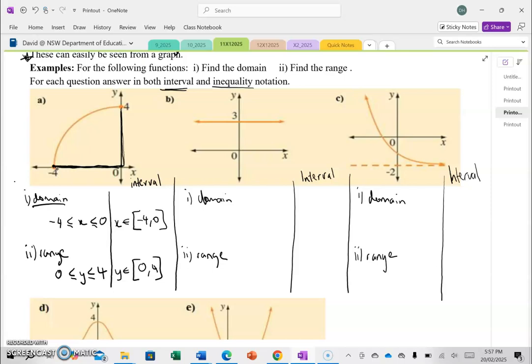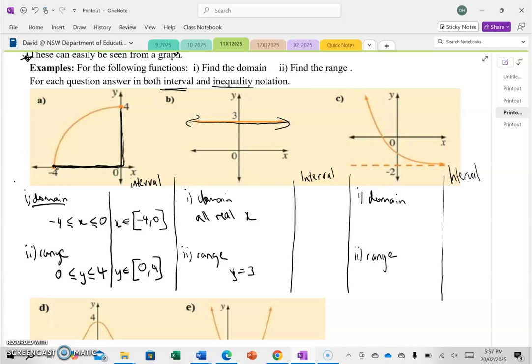B. What's the domain here? Well, if you have a look, there are arrows. So this is all the x values, and we write that as all real x. For the range, the y value, well, there's only one y value that appears here, y equals 3. That's how you would write it in that notation.